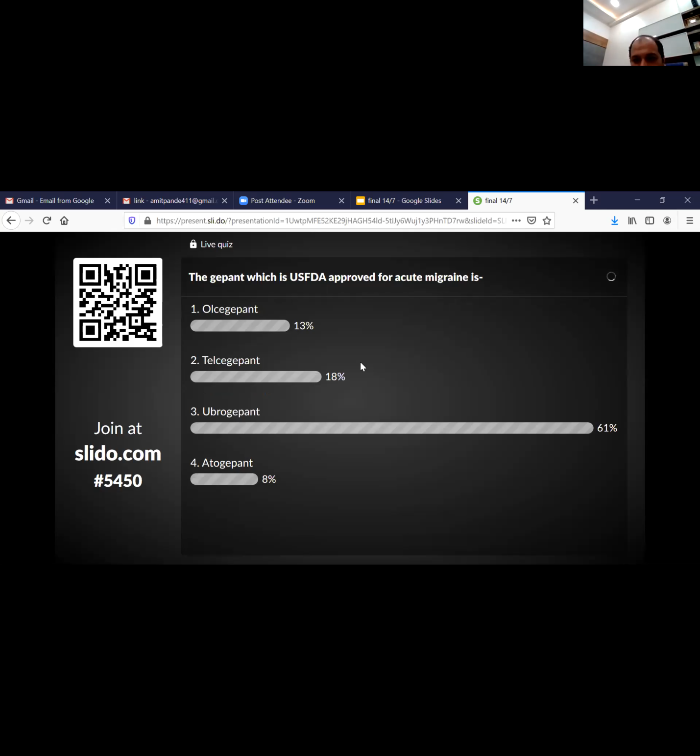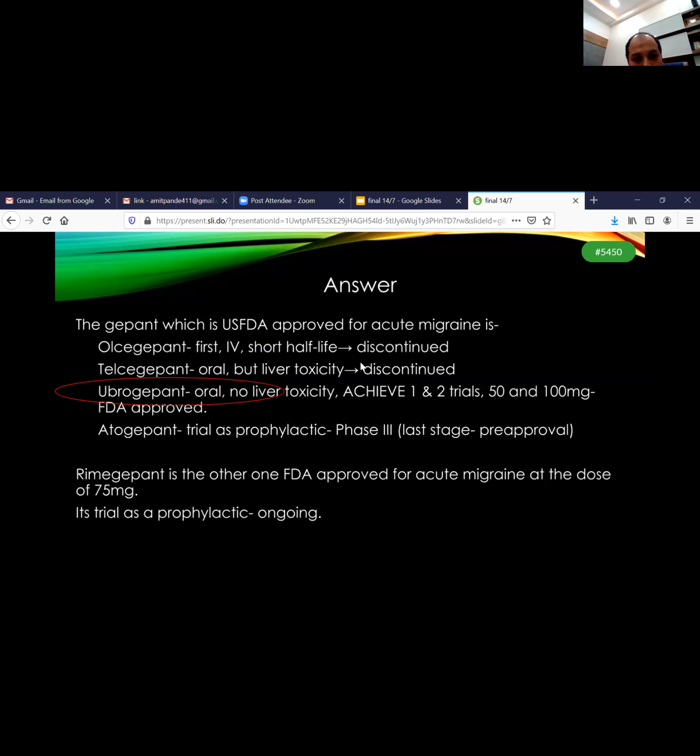Absolutely right. I never knew these answers previously. Only during the course I have realized. So Ubrogepant. The Gepant which is US FDA approved for acute treatment is Ubrogepant. It is orally used, has no liver toxicity. It achieved its first and second trials, and 50 to 100 milligram can be given.